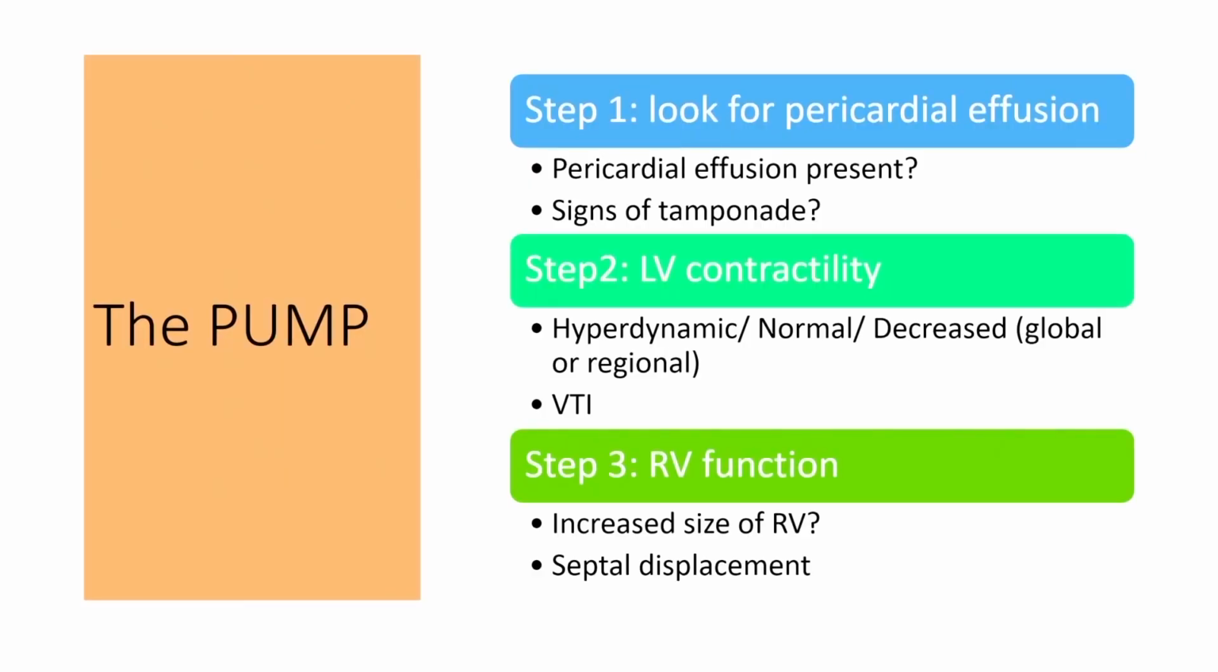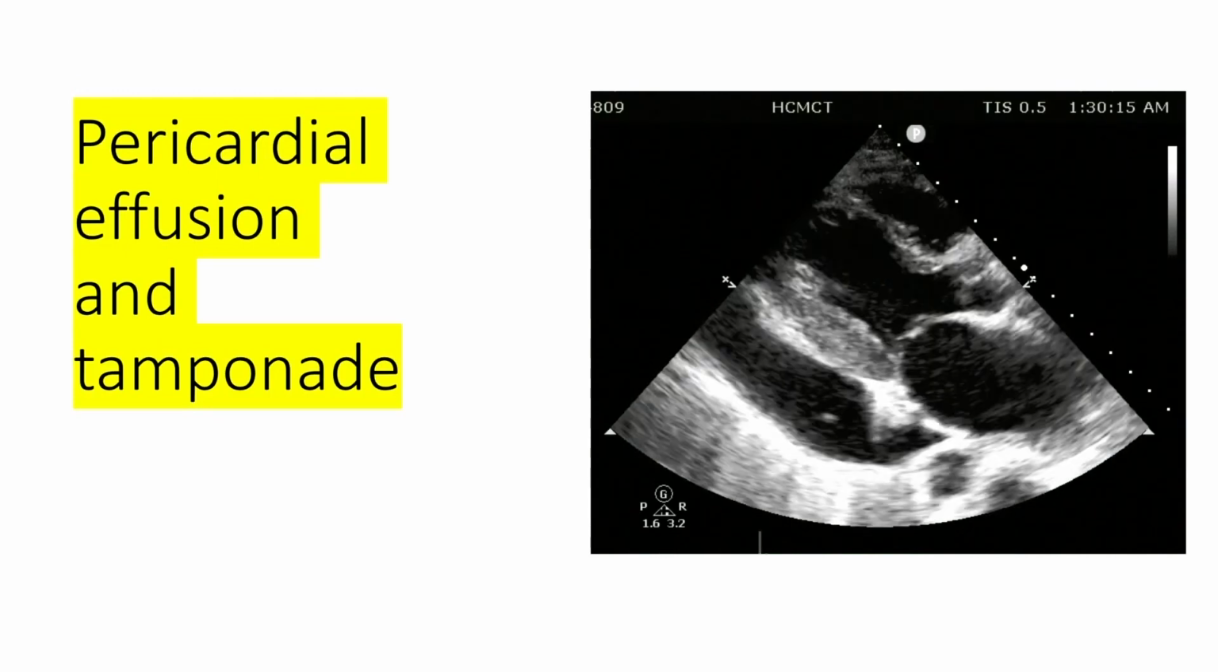Grossly, does the RV look equal to or bigger than the LV? RV is usually one-third of LV. If it's even more than half, there is a problem with the RV. So globally, if you see all four chambers and you see the RV coming almost close to the LV, there is RV dysfunction. And then what is the effect of RV dysfunction? Is it acute? Is it chronic? Is it causing septal deviation? Is it causing LV compromise? You'll see those things. So pericardial effusion and tamponade, as I said, what are the signs of tamponade?